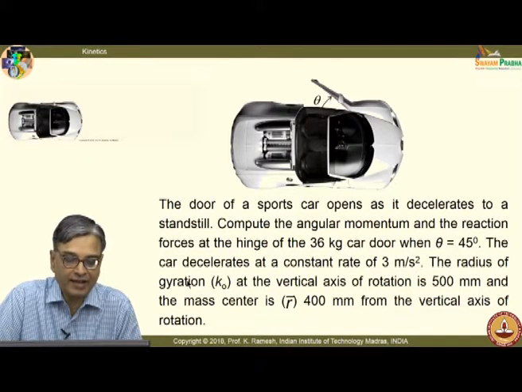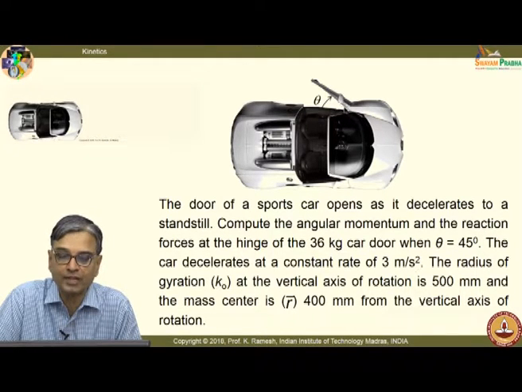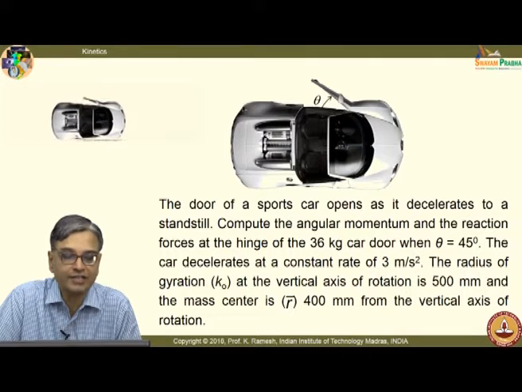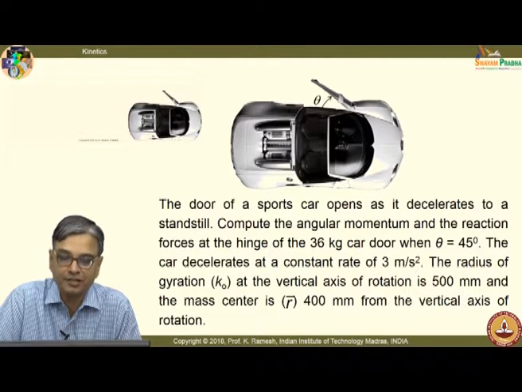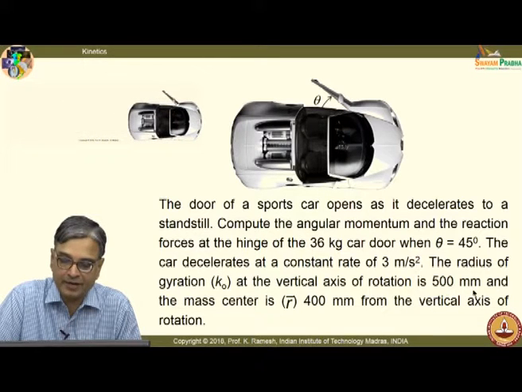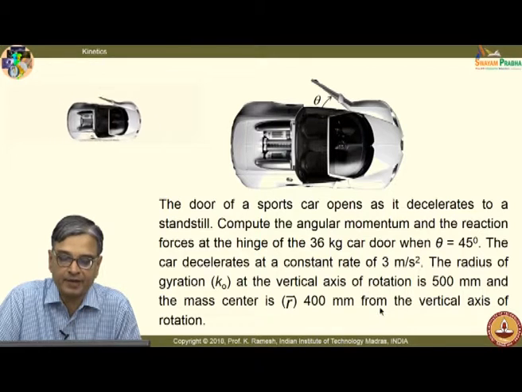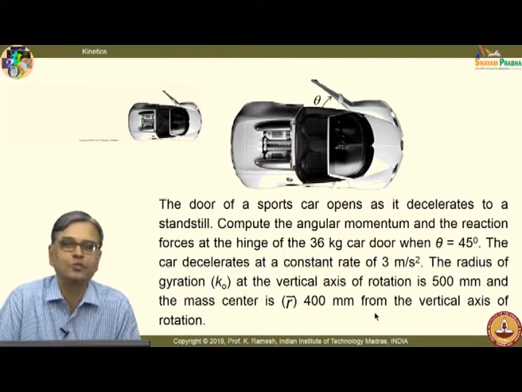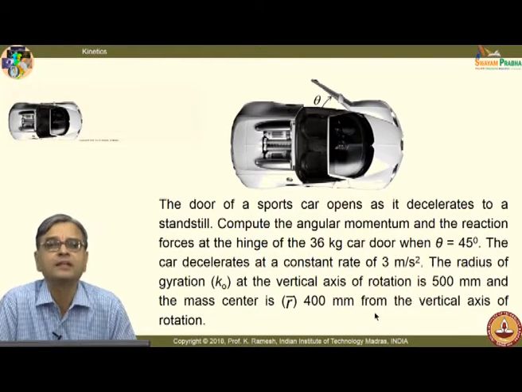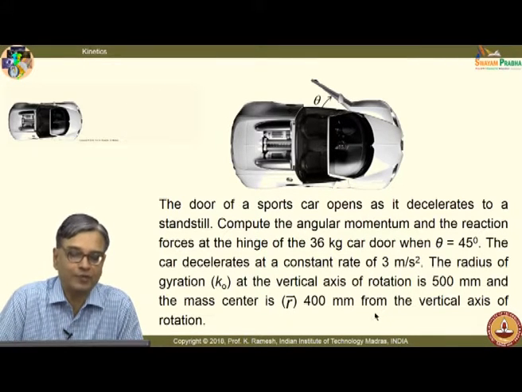The radius of gyration k naught at the vertical axis of rotation, you are given only at the axis of rotation. This is the axis of rotation, and k naught is given as 500 millimeters, and the mass center r bar is 400 millimeters from the vertical axis of rotation. You are given all the particulars of it, and let us go and look at how we handle this problem.